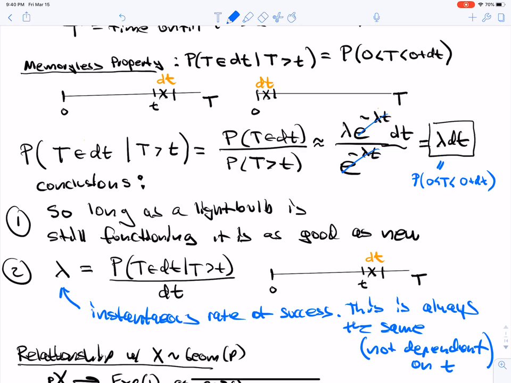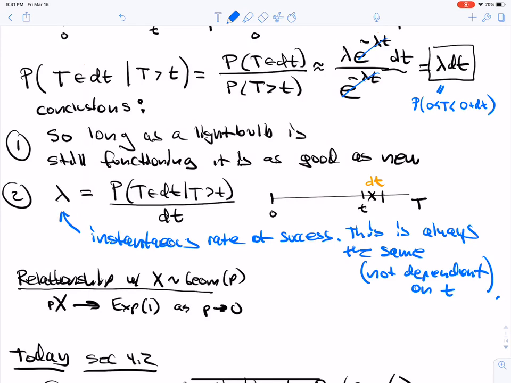Furthermore, from the equation above, you can see that lambda is the probability that t is in dt given that t is greater than t, divided by dt. And so this is the instantaneous rate of success, right? It's a ratio of the probability of having an arrival in dt, given that t is greater than t, divided by the length of time. So that's sort of a calculus way of thinking of instantaneous rate.